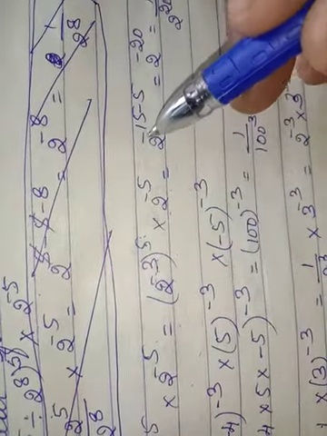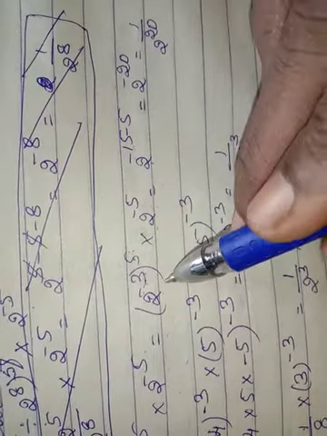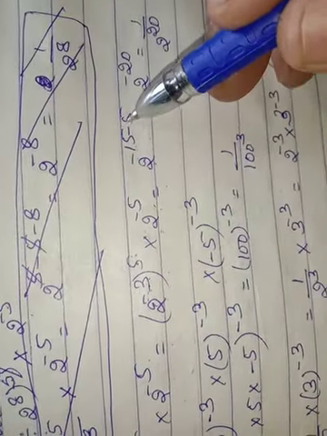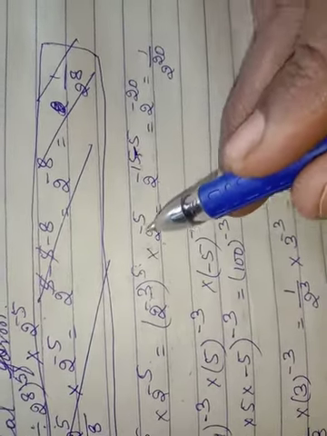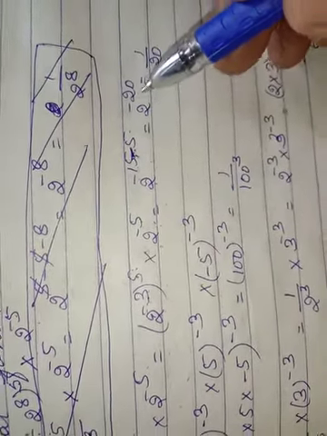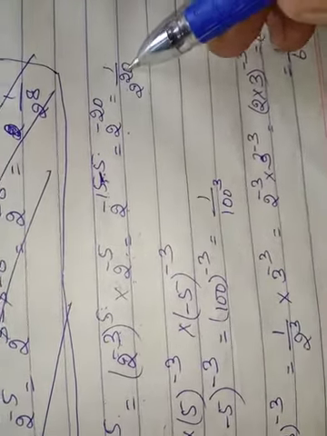That is equal to 2 to the power minus 3 into 5, you have to multiply. So it will become 2 to the power minus 15 into 2 to the power minus 5. Bases are same, therefore you can add the powers with the sign, minus 15 and minus 5. That is equal to 2 to the power minus 20, which is equal to 1 by 2 to the power 20.